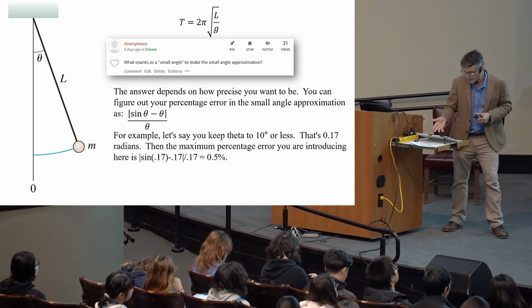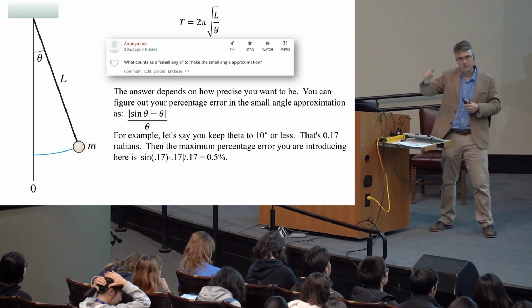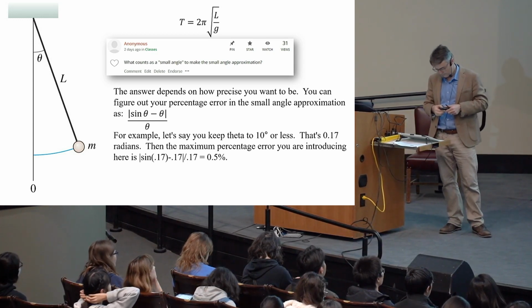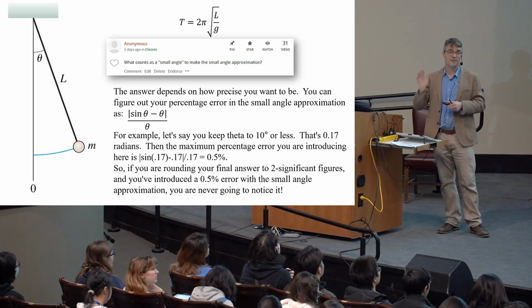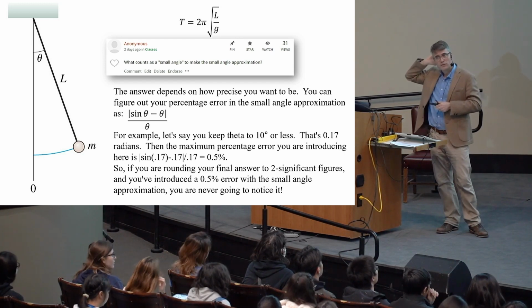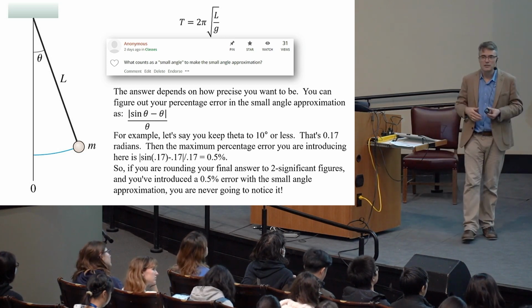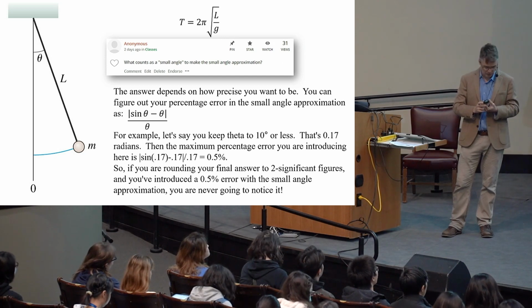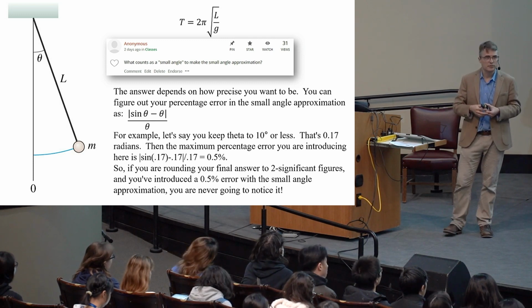And so that's the idea: if we had more than 10 degrees, then the swinging of the pendulum would no longer be a cosine, and this would no longer be the period. You start to get it wrong. So 0.5% is like 5 thousandths, right? So if you're rounding your final answer to two significant digits anyways, that's like a hundredth. So a 0.5% error from your rounding or from your small angle approximation is never going to show up in your final answer. So I'd say 10 degrees. That's my reasoning.